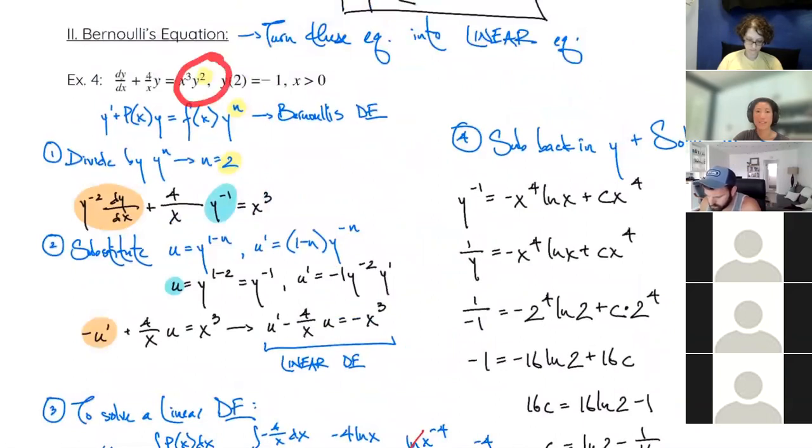Yeah, exactly. And that formula gets us to that linear differential equation. So we won't go through the derivation of that, but basically that particular formula will help us turn this Bernoulli's into a linear. All right, any other questions on example 4?